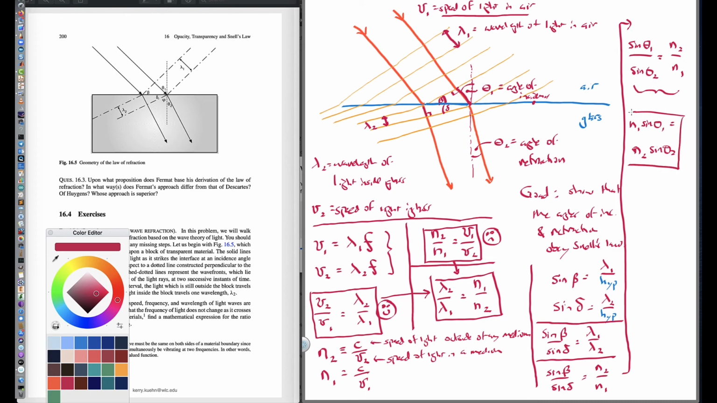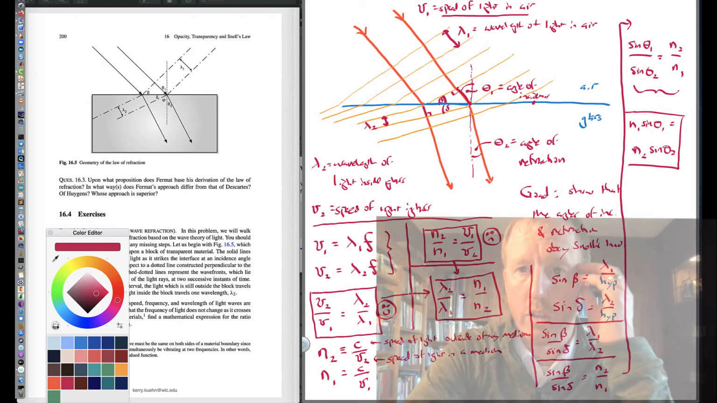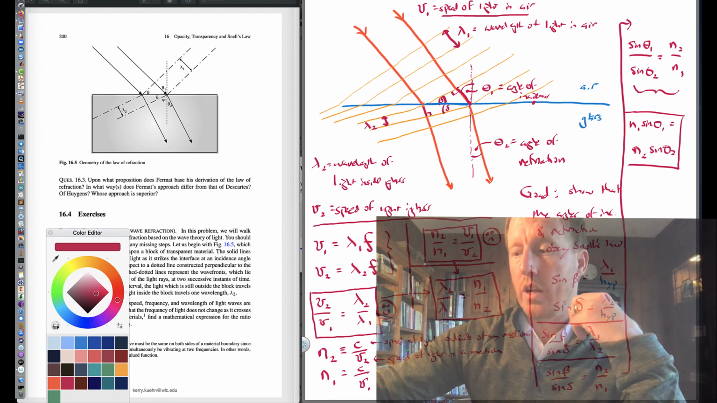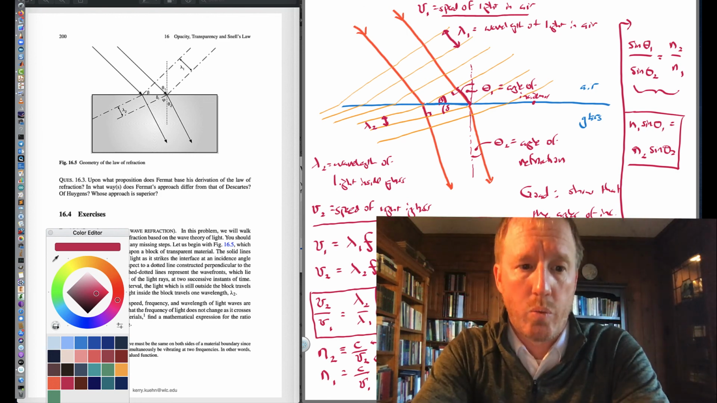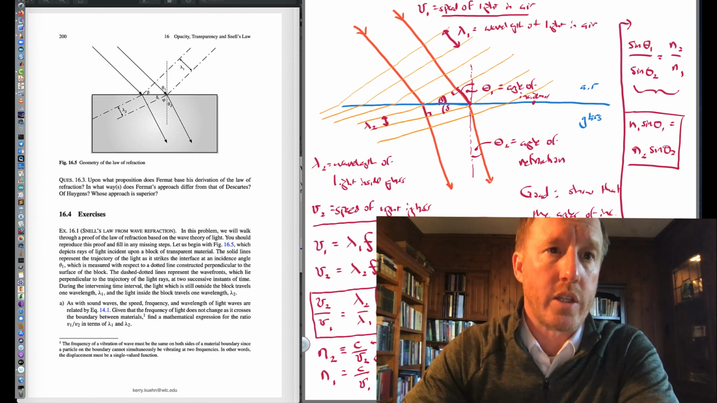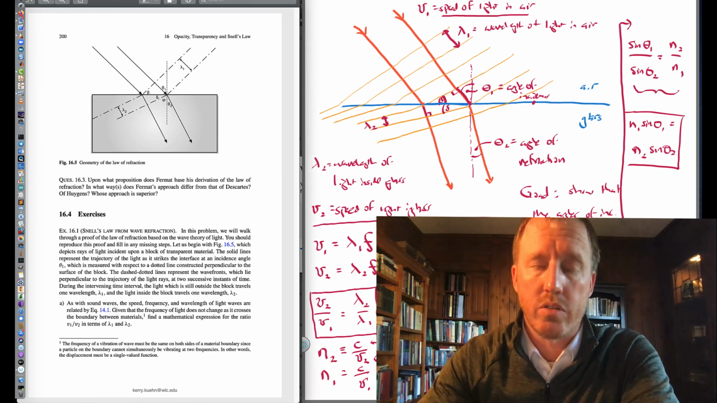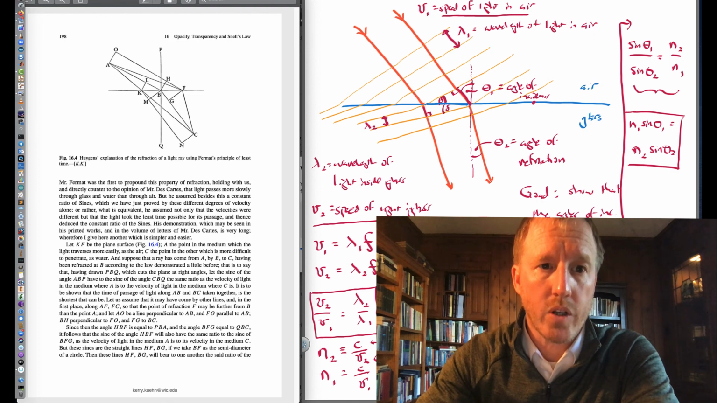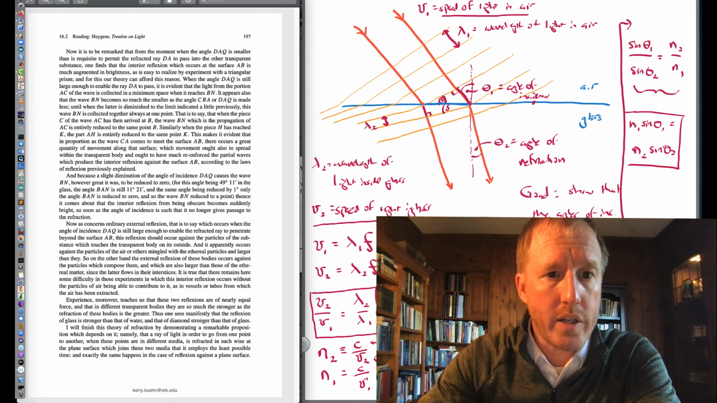Okay? So what we've just done is demonstrated that if you have light waves traveling through air, striking a glass surface, slowing down so the velocity changes and hence the wavelength changes, the angle of incidence and the angle of refraction are related by Snell's law. In other words, it follows logically from the wave theory of light. So what Huygens has done here, and we have done, is demonstrate that the wave theory of light implies Snell's law. Okay, so why don't we stop there?